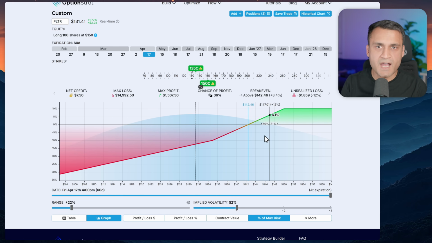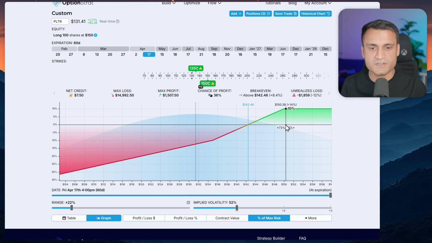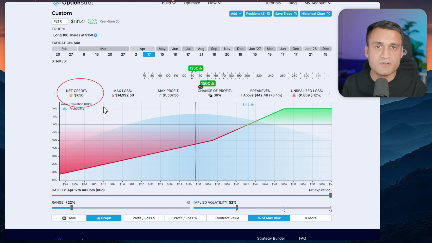And when the stock goes higher up to my strike price, which is 150, instead of breaking even, I would be in a 10% net profit by that point. And to open this trade, I actually do not need to pay anything out of pocket because we are receiving credit. So after making this full adjustment, we will actually receive $7.5 in net credit to open this trade. But what if I want to make it even better?